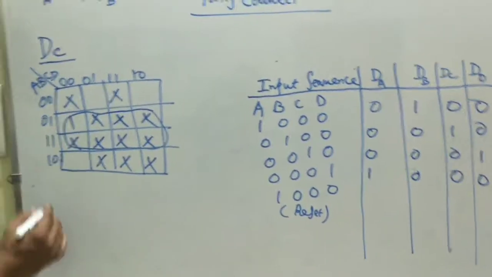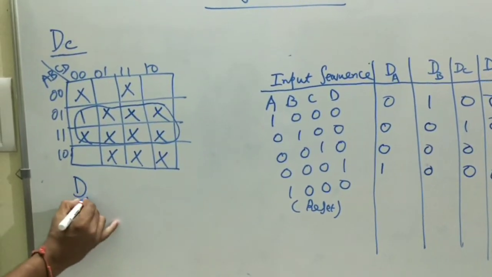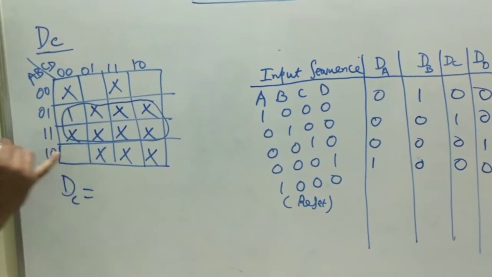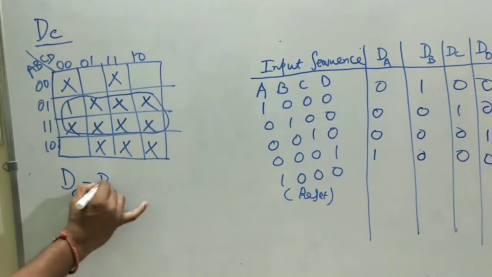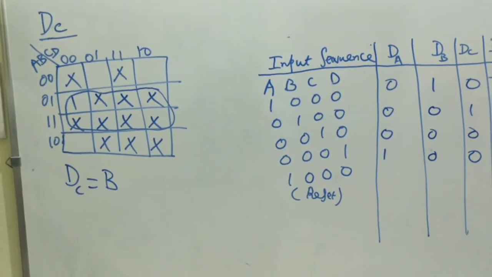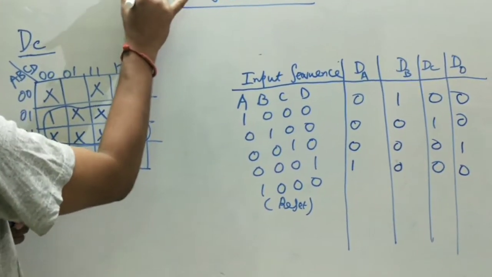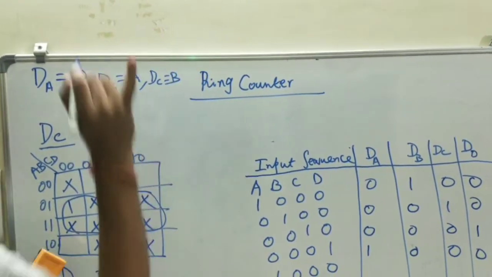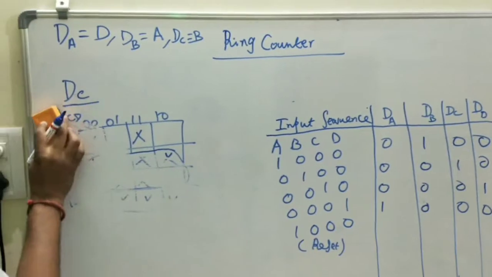Okay, now, so CD won't come in. What is the value common here? Here 1 is common, that corresponds to B. So DC equal to B. Okay. Now finally we are going to find DD.